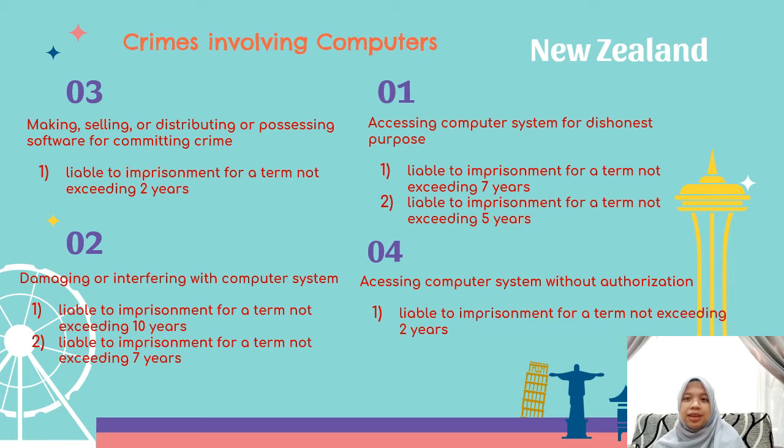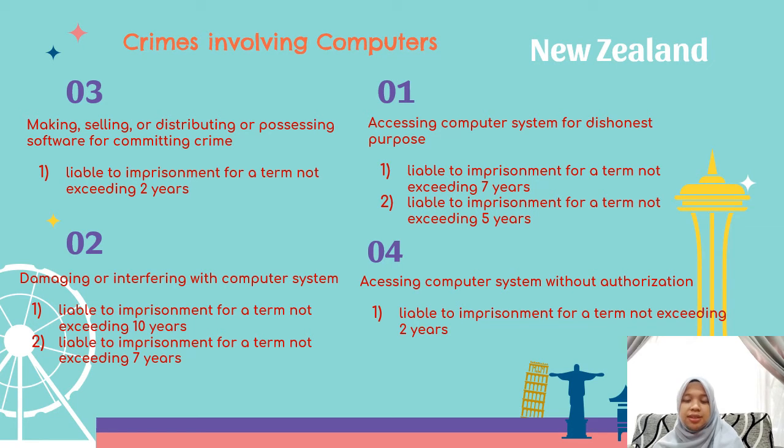Second, next is damaging or interfering with a computer system, where first, everyone is liable to imprisonment for a term not exceeding 10 years if they intentionally or recklessly destroy, damage, or alter any computer system, if he or she knows or ought to know that danger to life is likely to result. Second, everyone is liable to imprisonment for a term not exceeding 7 years if they intentionally or recklessly and without authorization cause any data or software in any computer system to be damaged, fail, or deny services to any authorized users.